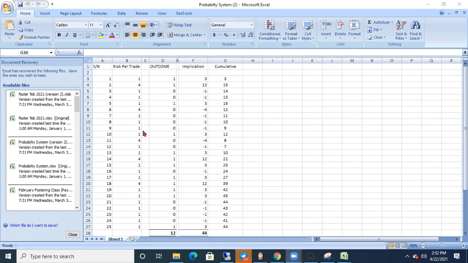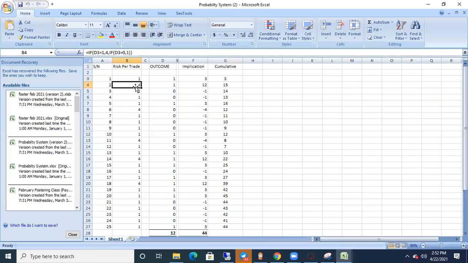So here we have a randomizer. I'm risking 1% the first time. The outcome here, 1 is for win, 2 is for a losing trade. If I win the trade, the implication is that I'll win 3%. My account will grow by 3%.